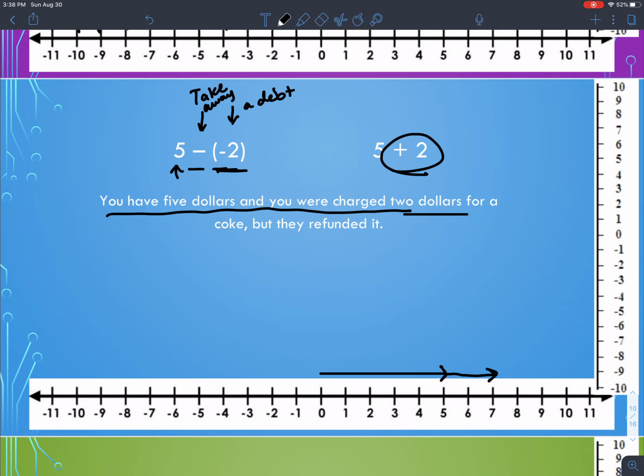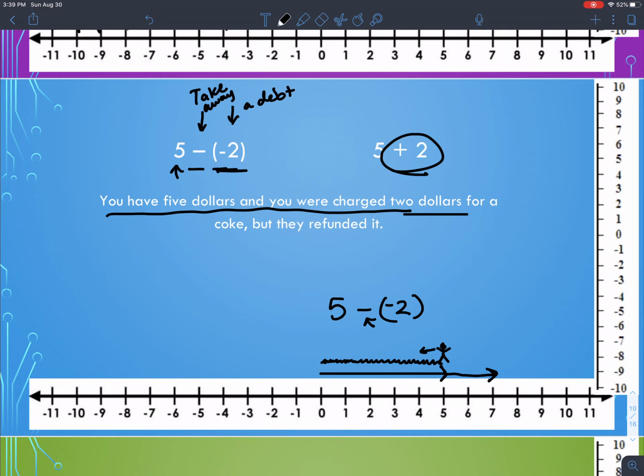So I like to think of it on a number line. Let's say we've got this guy and we have 5 minus negative 2, okay? So the guy is walking along, and we'll just draw him. He's walking along up to 5, right? So here he is, standing at 5.